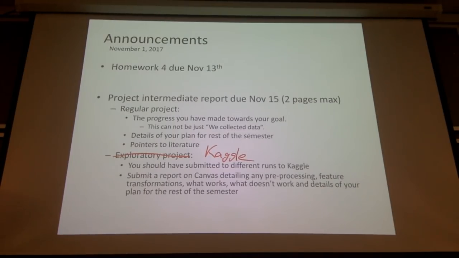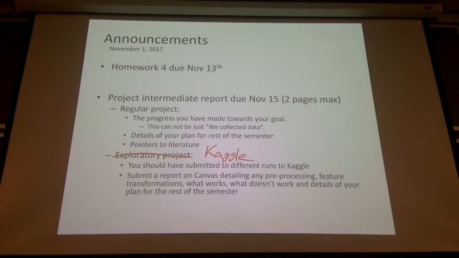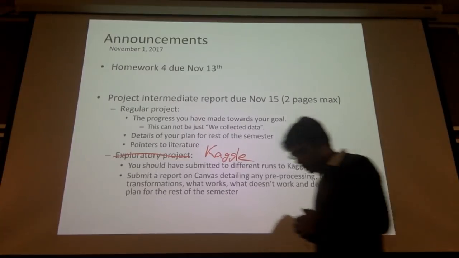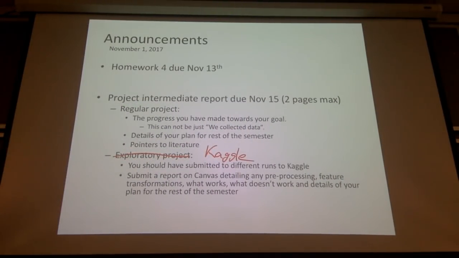In addition to that, you also need to submit a report. Please don't make the report more than 2 pages long. You don't have to write too much. All you have to do is talk about any sort of pre-processing that you may have done. You're allowed to do feature transformations. This is just like open season. You can do whatever you want. If you choose to do feature transformations, what they are, talk about what you may have tried that did not work, what you may have tried that works. Describe the two algorithms that you submitted, and what you plan to do for the rest of the semester.